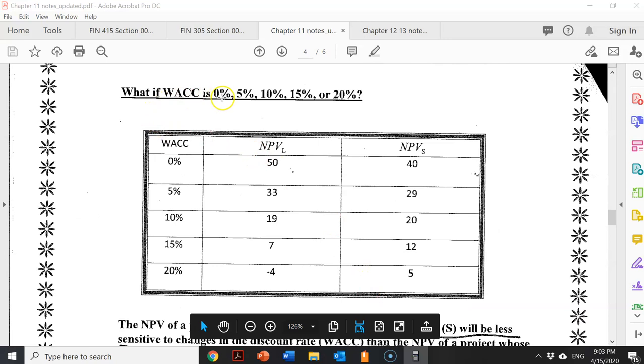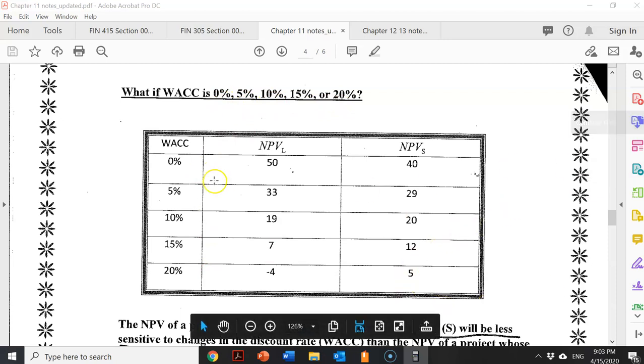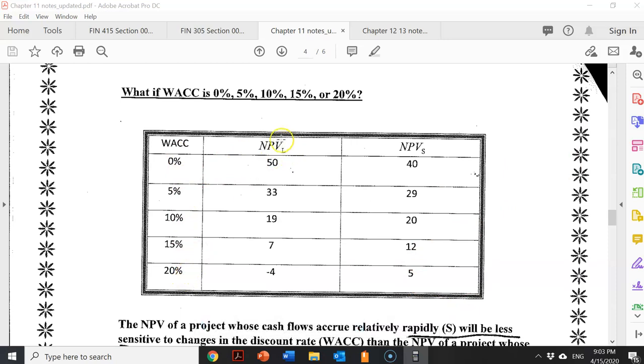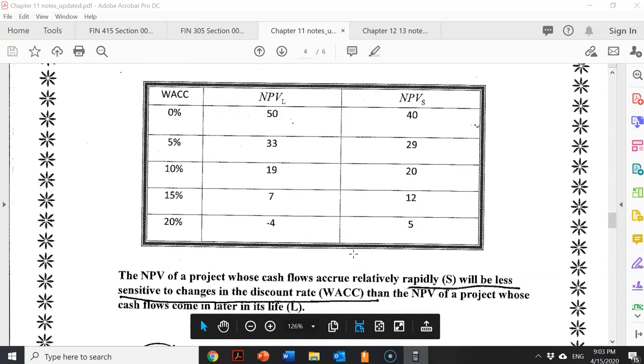What if WACC is 0%, not 5, 10, 15, or 20%? So if we keep our cash flow inputs the same, but change WACC and compute for NPV for L or S, we can see that as WACC increases, NPV decreases. Okay.